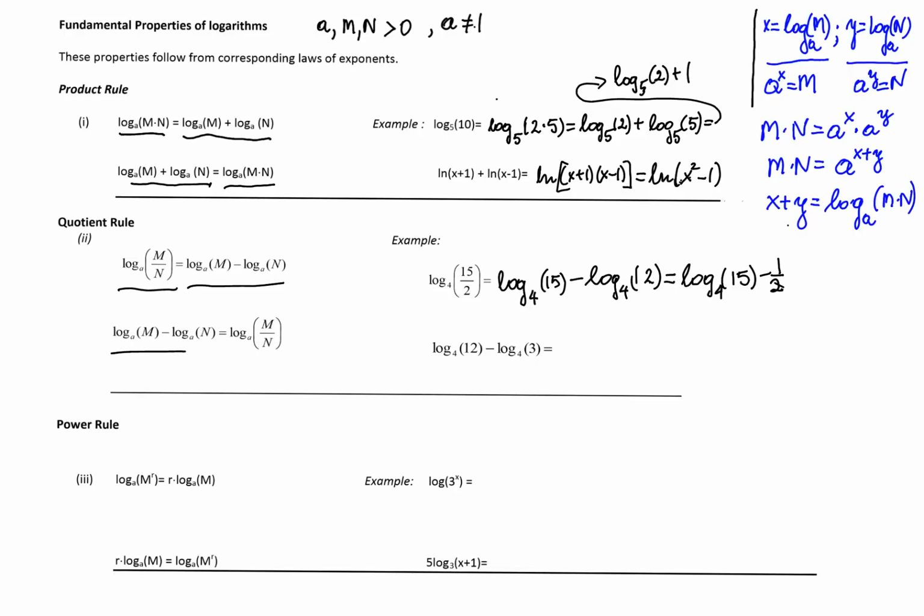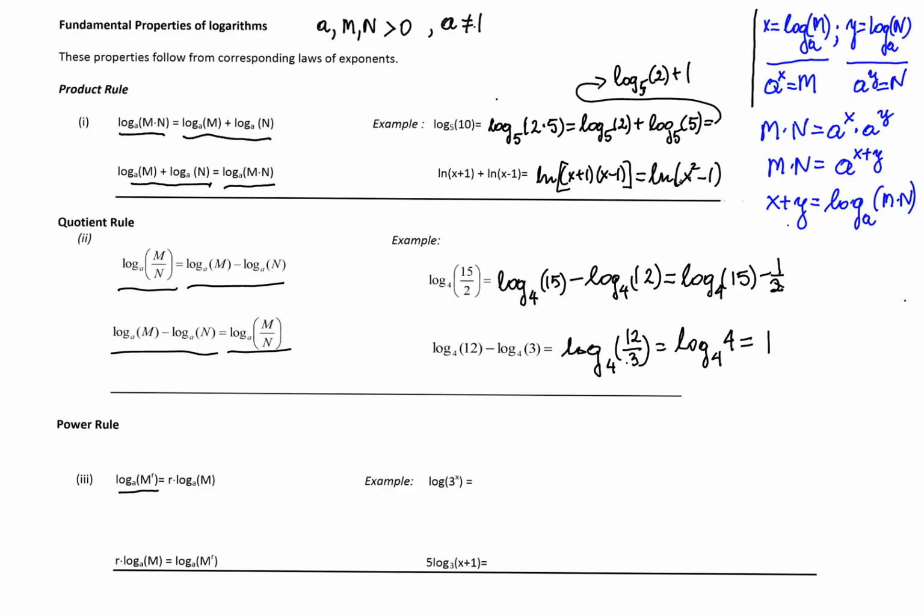If we look at this property in the reverse order, the property will say that the difference of two logarithms can be written as the logarithm of the quotient. So if I have logarithm to the base 4 of 12 minus logarithm to the base 4 of 3, I can write it as the logarithm to the base 4 of 12 over 3. And since 12 over 3 is 4, this results in the logarithm to the base 4 of 4. And this logarithm in turn is equal 1.